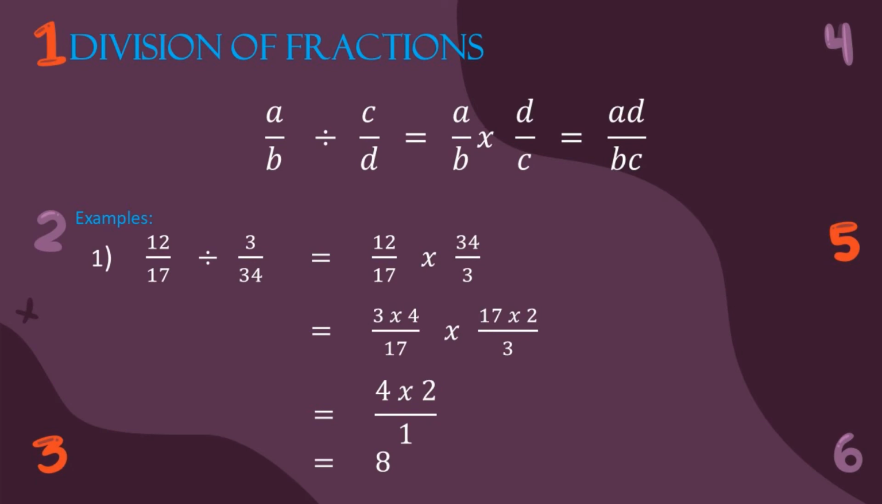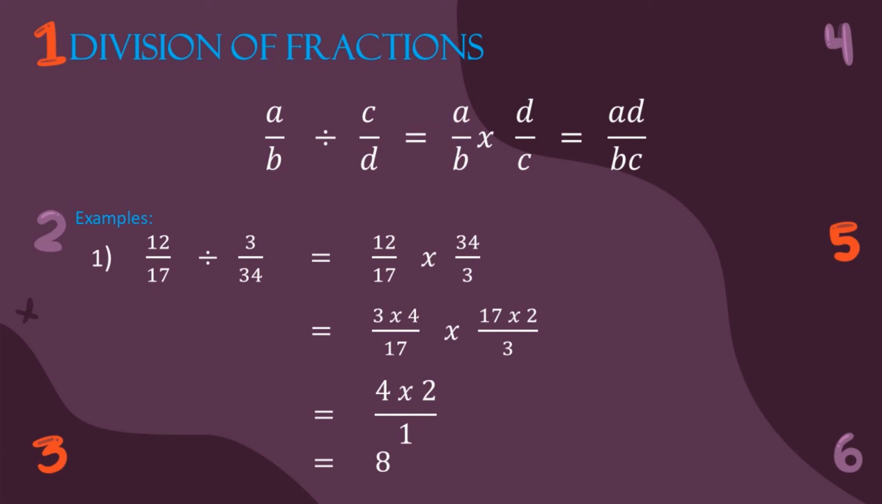Next is division of fractions. Okay, so para mag-divide ng fractions, the first step is to get the reciprocal of the divisor. So example, kung ang given divisor is C over D, the reciprocal will become D over C. Then, after getting the reciprocal of the divisor, change the operation division to multiplication. Then, follow the steps on how to multiply fractions.